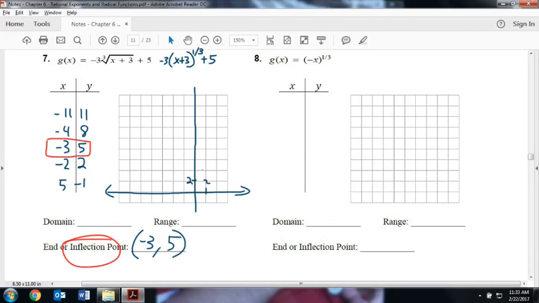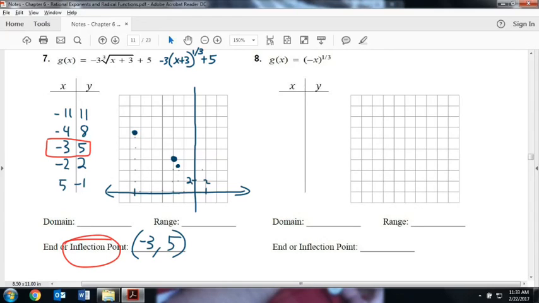All right, so negative 11, positive 11. 2, 4, 6, 8, 10. So negative 11 is right there in the middle. Negative 11, 11. Negative 4, 8. Negative 3, 5. That's negative 3. 2, 4, 5.